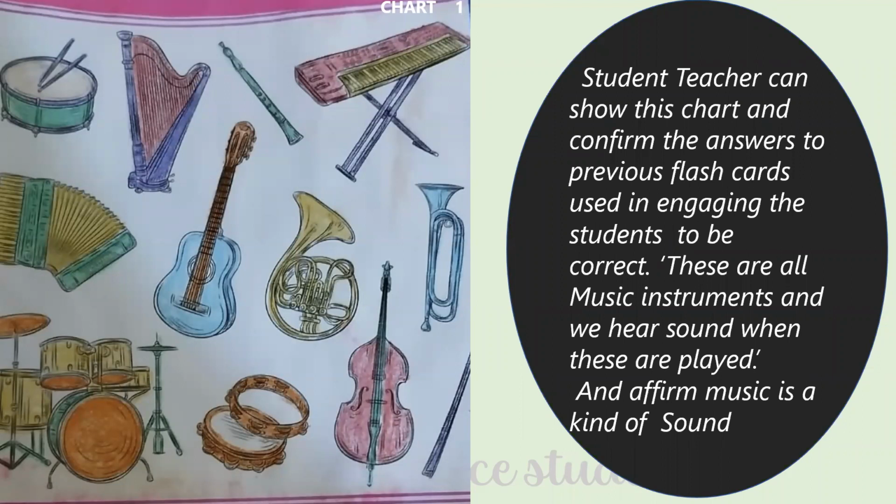This chart comprises a group of musical instruments. As you can see, there are drums, there is an accordion, there's a guitar, there's a trumpet, there's a cello, there's a harp, and then various instruments, wind and percussion and strings are displayed. The student teacher can show and confirm the answers from the students that these are musical instruments, and what they produce is some kind of sound, and that sound is called music.